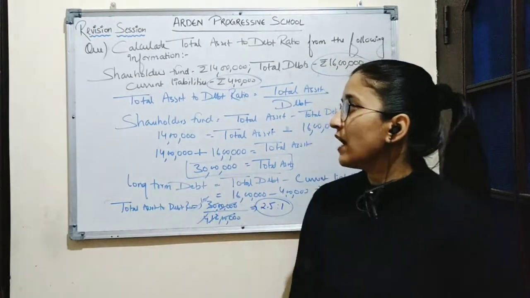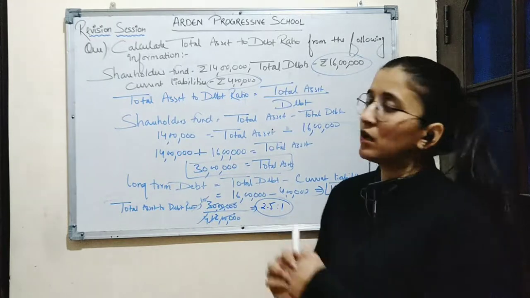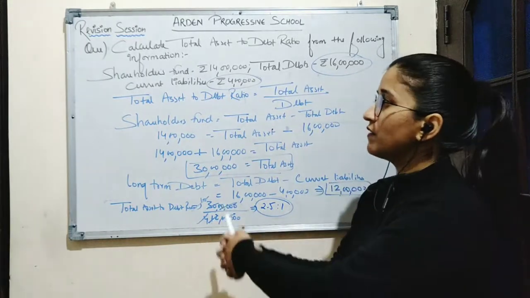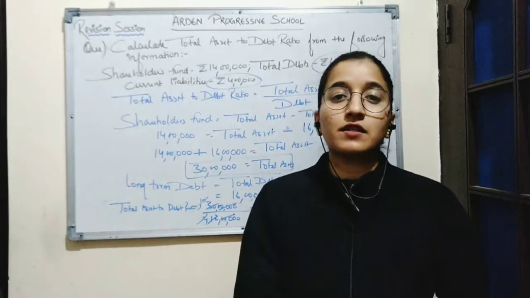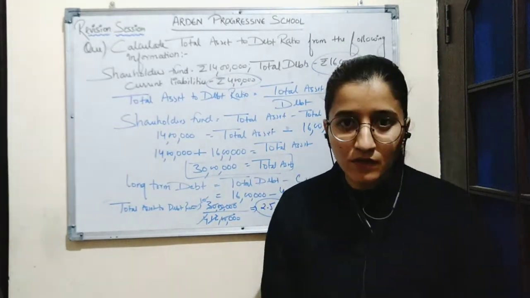With this, we have completed the concept of total asset to debt ratio and also we have solved the question based on it. In the next session, we'll be discussing about the third type of solvency ratio.